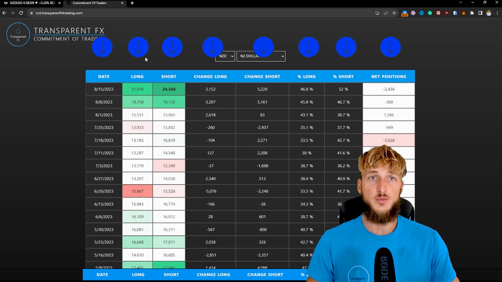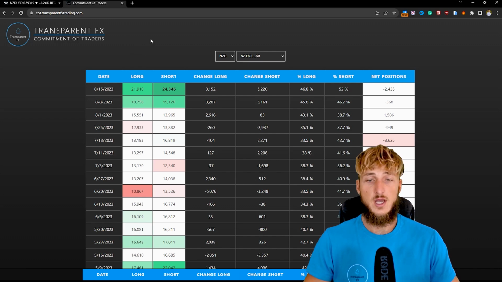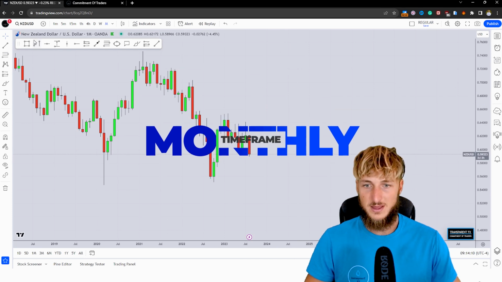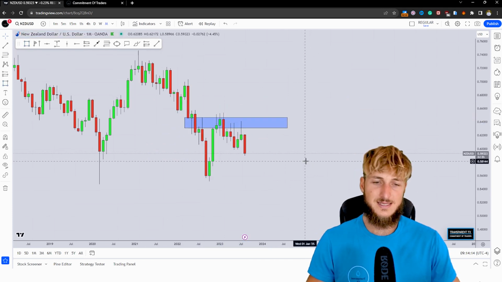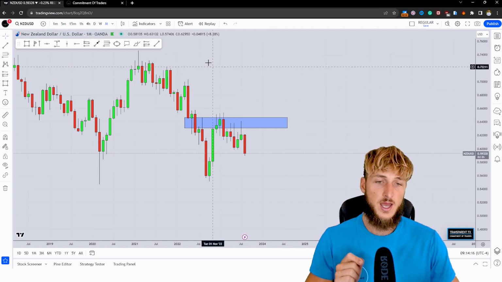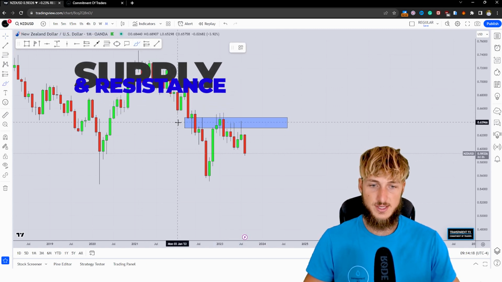And by the end of the video, by using a combination of these two different types of analysis, we will try to understand where we have the highest probabilities for the next potential move here on this pair. Now, starting from the monthly time frame, what we can see is that we have a market which is currently testing and rejecting a quite strong monthly supply and resistance area.